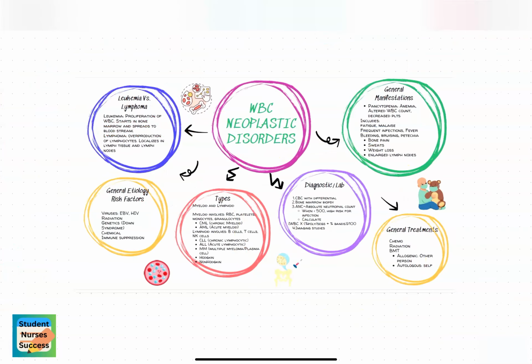And here you go. This is your finished map. So make sure you watch Neoplastic Disorders Part 2 for more information about each type of leukemia and lymphoma.